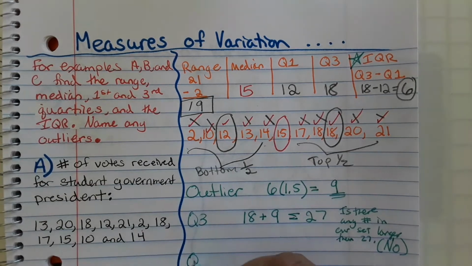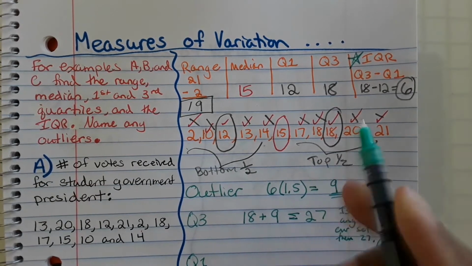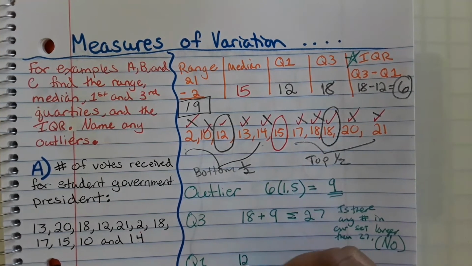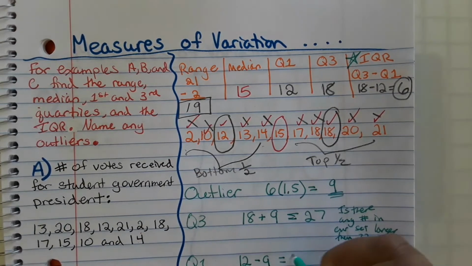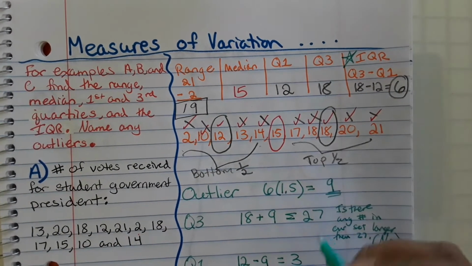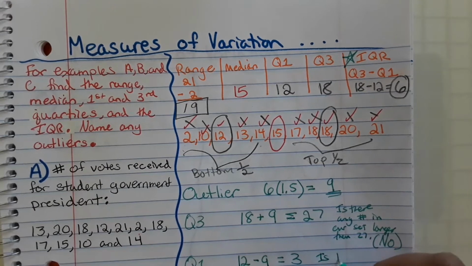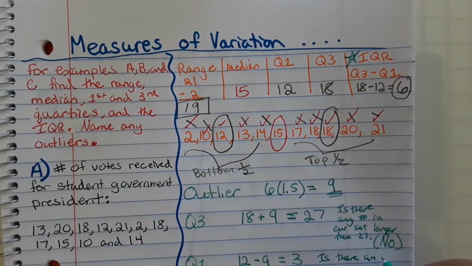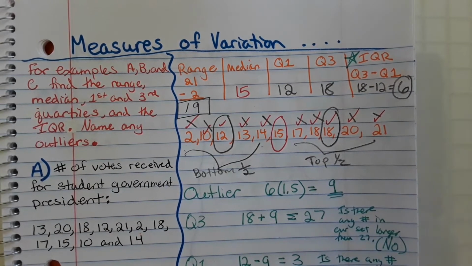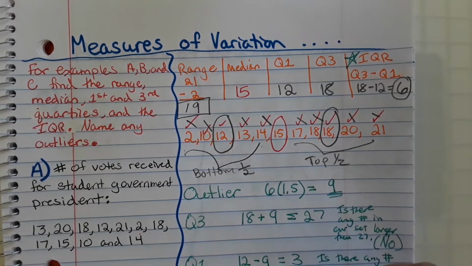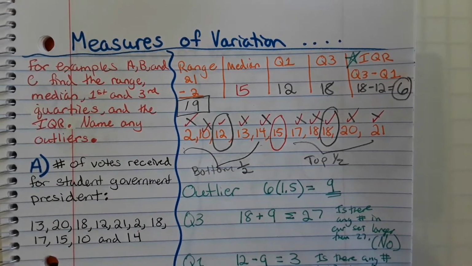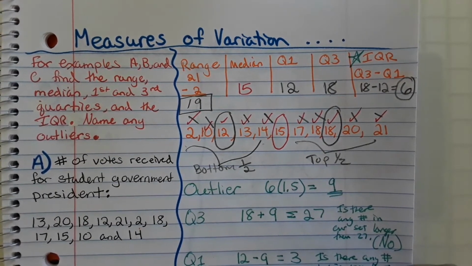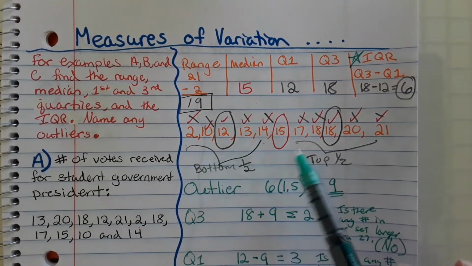Then we're going to go to quartile 1 and do the same thing. Quartile 1, we have 12, but because it's on our smaller side, we're going to subtract our magic number from it. 12 minus 9 is 3. So basically, we're going to do the same thing. We're looking for, is there any number in our set that is less than 3?